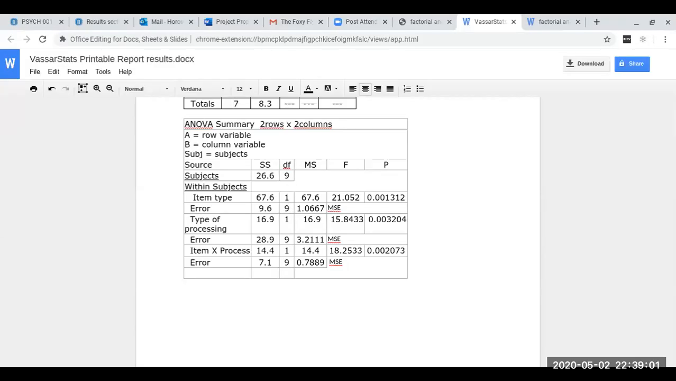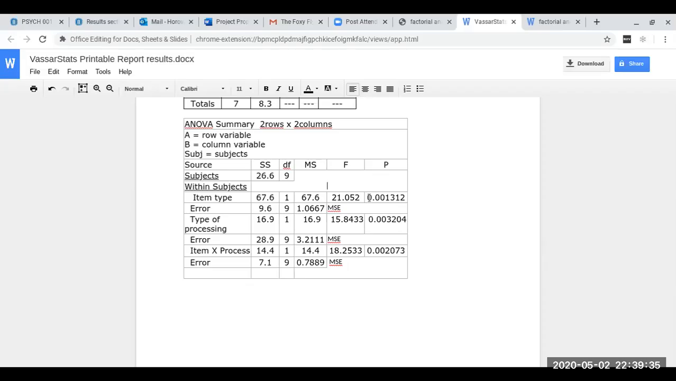For the numbers that we report, the mean square of error, because what we get from the sum of squares divided by the degrees of freedom is our mean square. When we divide our mean square by our mean square error, that gives us our F value. So our mean square is 67.6. If you divide that by 1.0667, you will get 21.052. So the F value here for item type is 21.052, right?